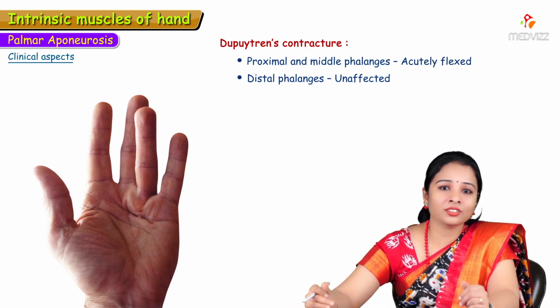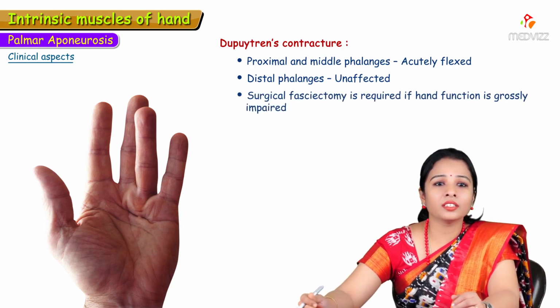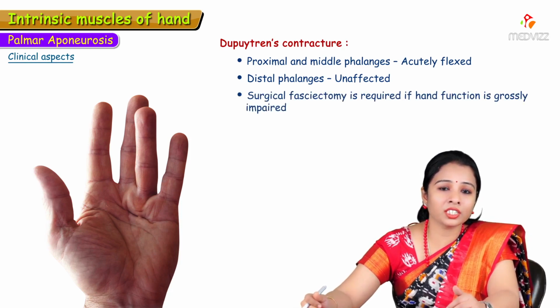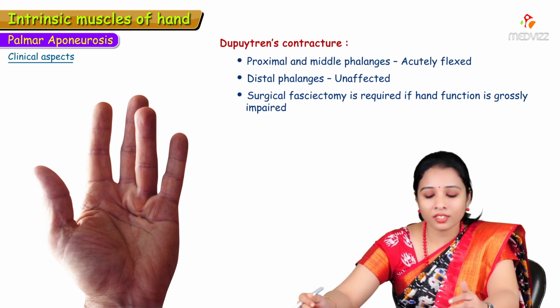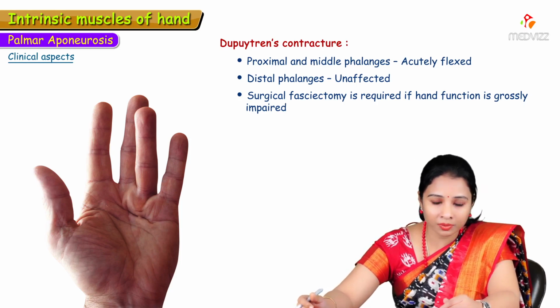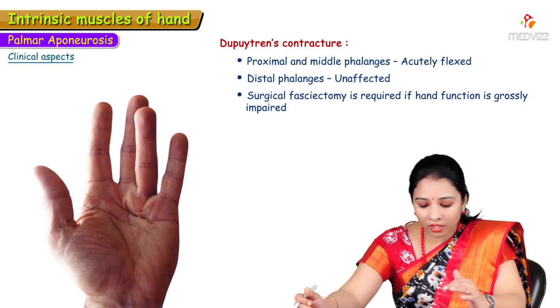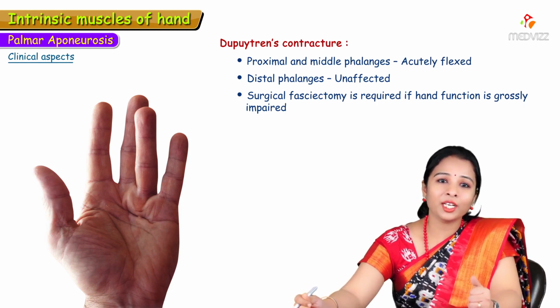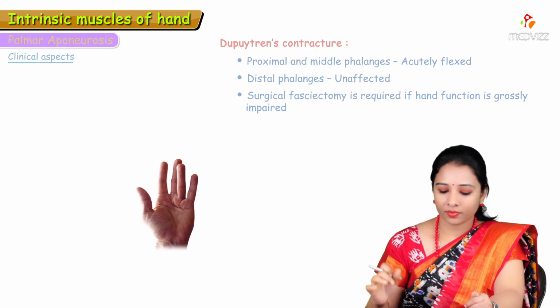That is surgery. A surgical fasciectomy is required if the hand functioning is grossly impaired. Otherwise, they won't go for surgeries for simpler things. So that is about the palmar aponeurosis and Dupuytren's contracture.